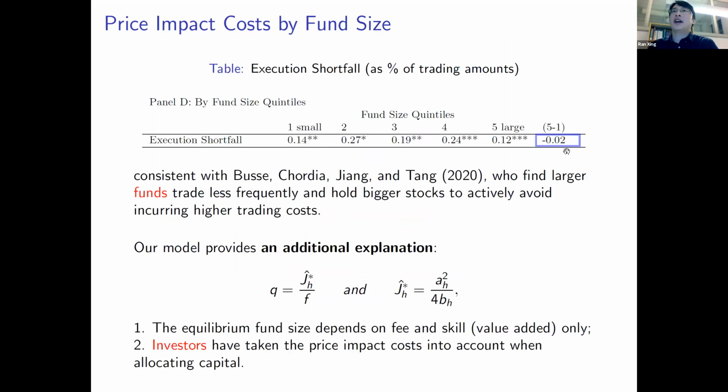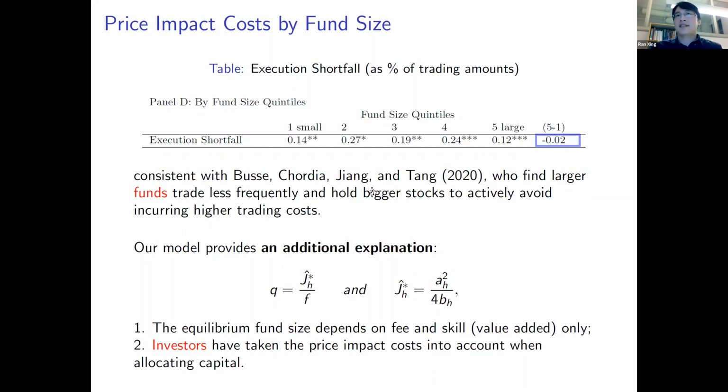So this result is quite consistent with what has been documented in Busa, Chaudhary, Jiang, and Tang in 2020. It's like what they have shown in their paper. When we sort the funds by fund size, we also find that the execution shortfall has a non-monotonic relation with the fund size. When we take the differences between the execution shortfall of large funds versus small funds, we can see the difference is not significant.